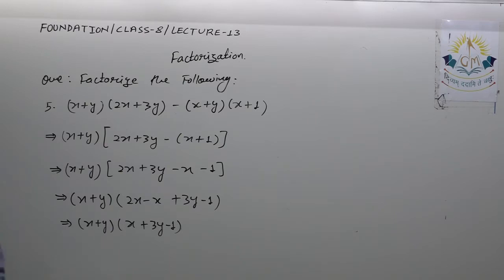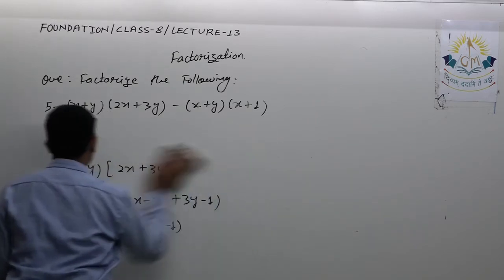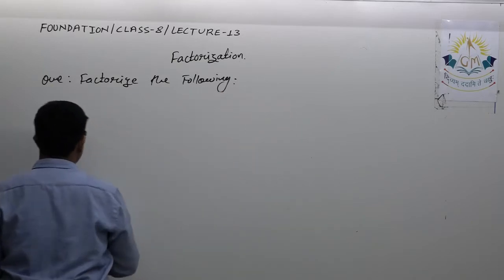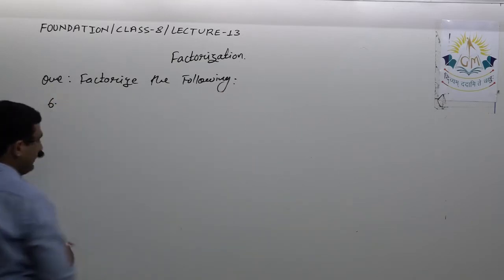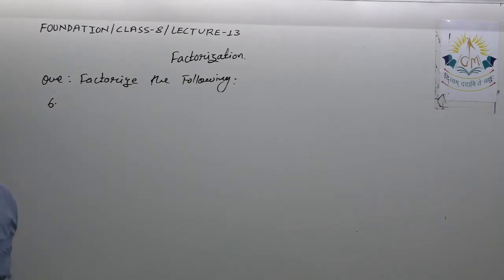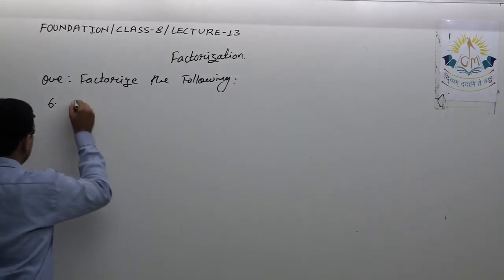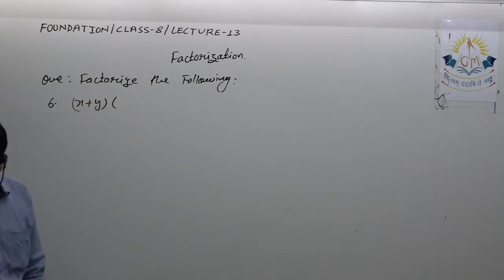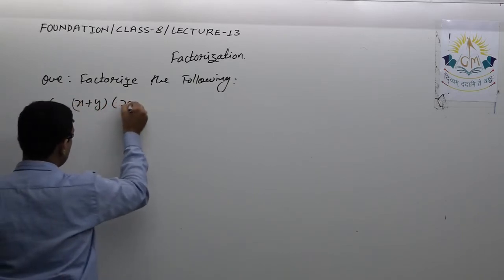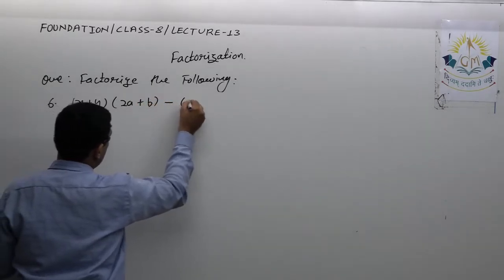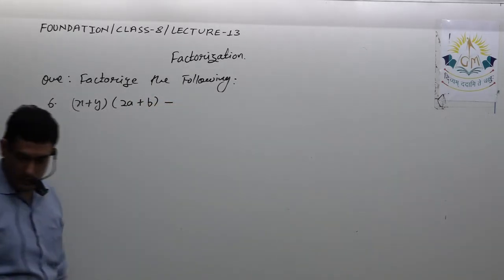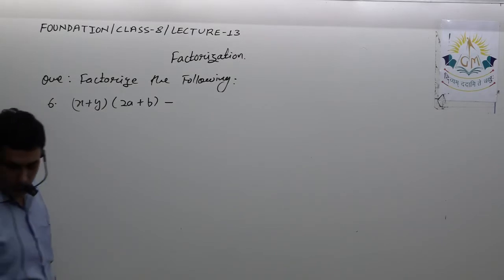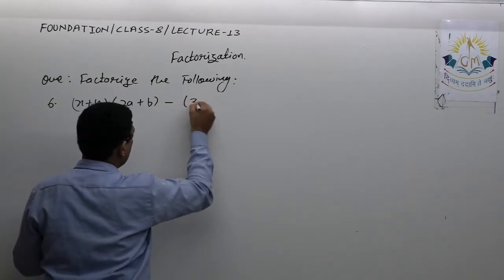Okay, now let us see the next question. Question number 6. x plus y, 2a plus b, minus 3x minus 2y, 2a plus b.